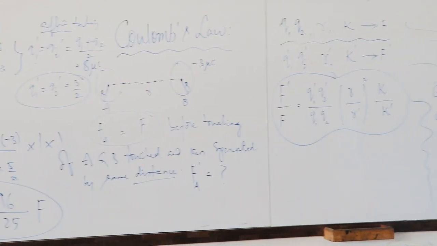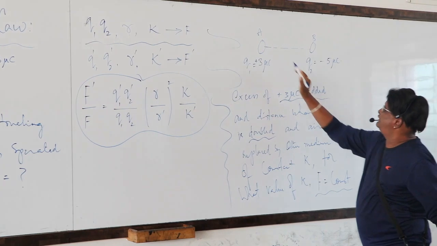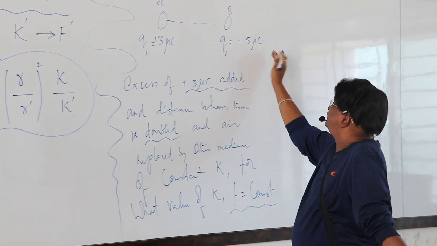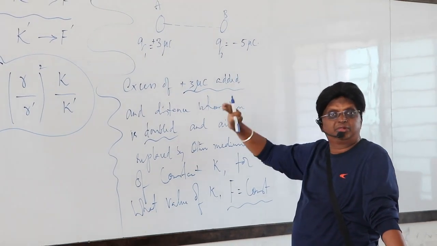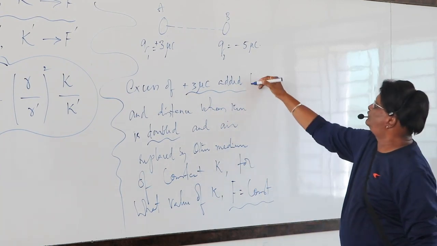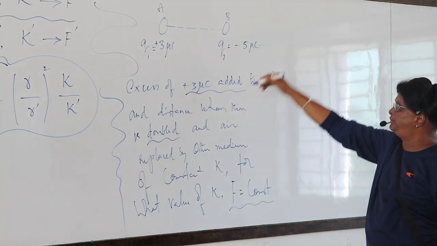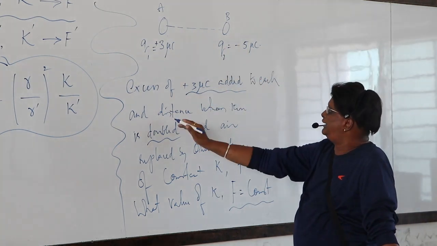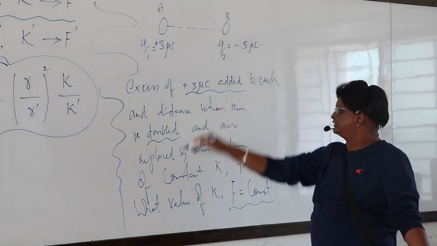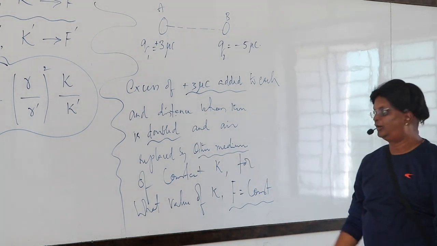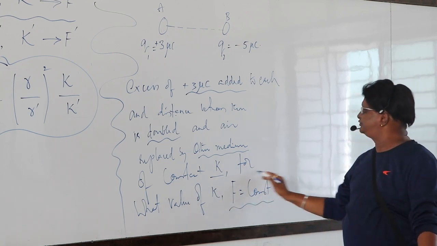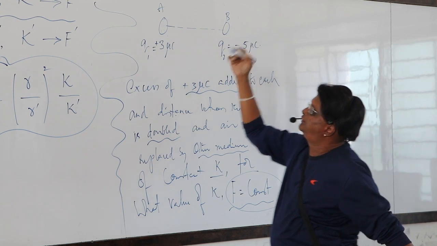One more example I would like to tell you here. I have taken A and B, two conducting spheres with the charges 3 microcoulomb positive and 5 microcoulomb negative. And the example says that an excess of 3 microcoulomb is added to each of the spheres, to both A and B. Each of them has 3 microcoulomb added and the distance between them is doubled. He says the distance is also doubled and the medium A is replaced by another medium of constant K. So the question is, for what value of K does the force between A and B remain the same?